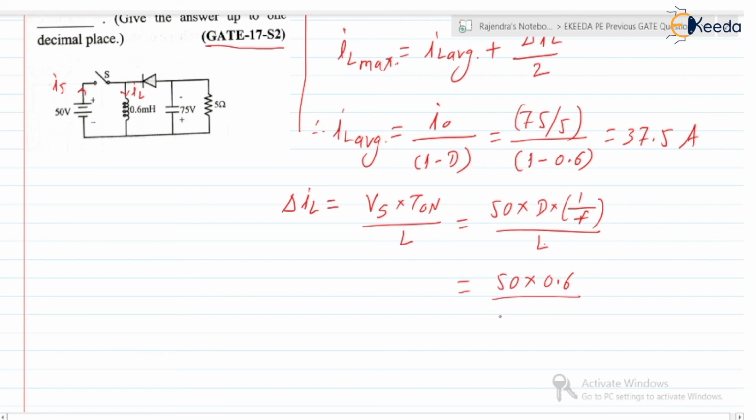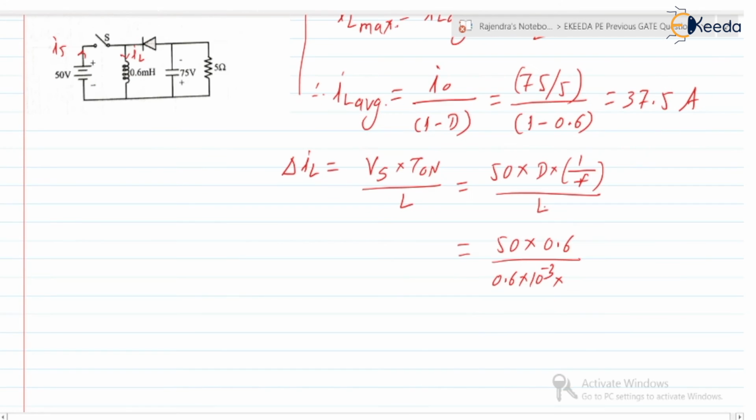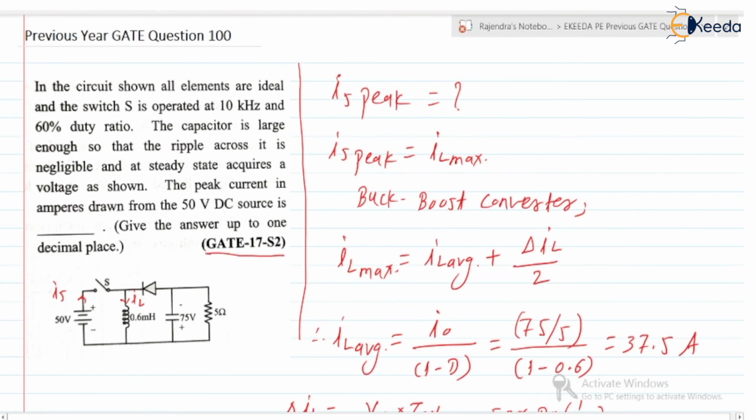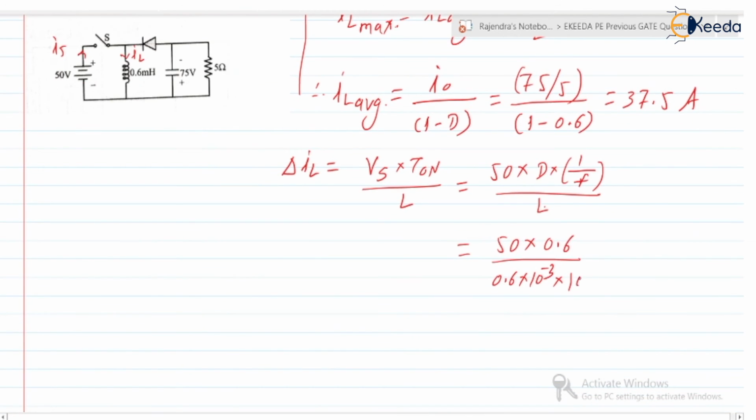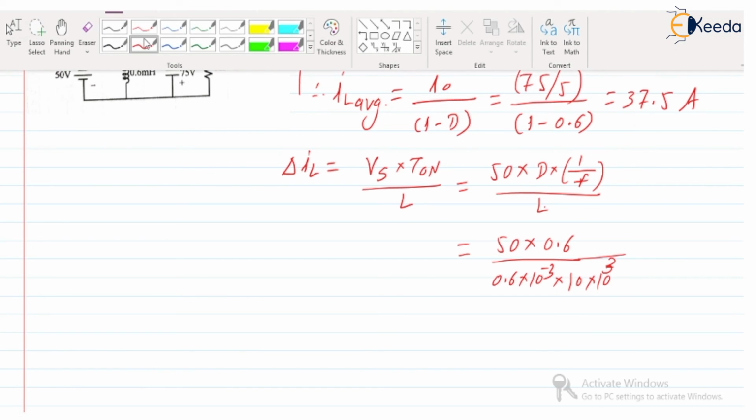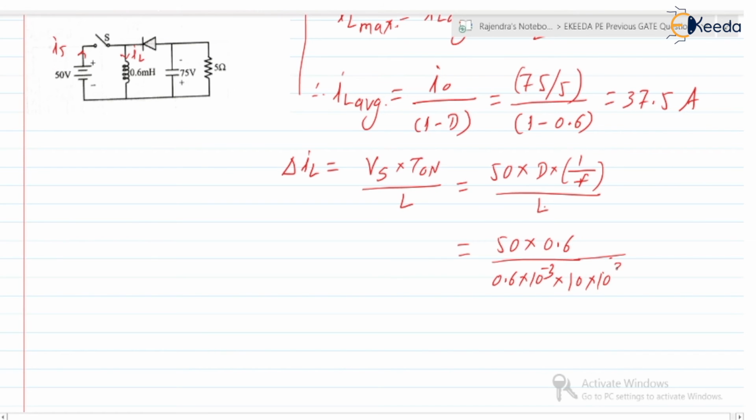So what is the L? It is 0.6 into 10 to the power minus 3, into the switching frequency. If you check, the switching frequency is 10 kilohertz, so it will be 10 into 10 to the power 3. So now we can find the delta IL.